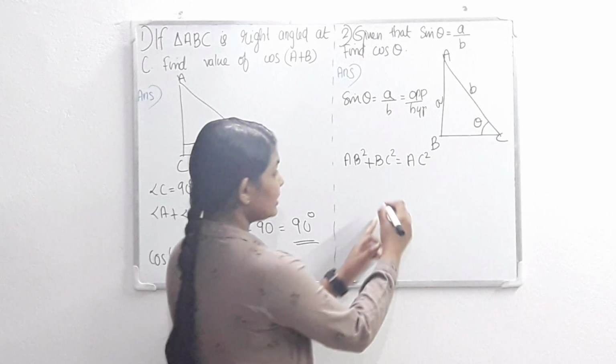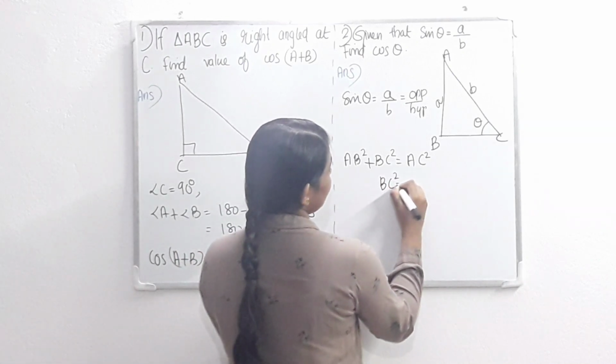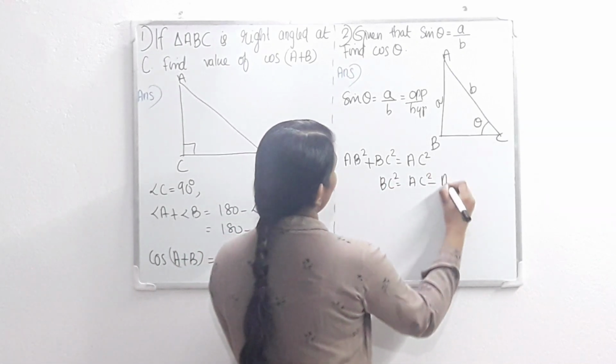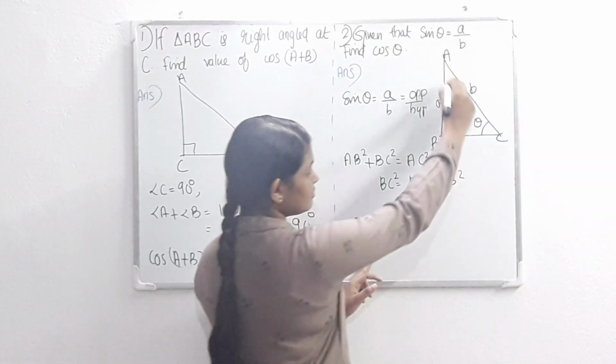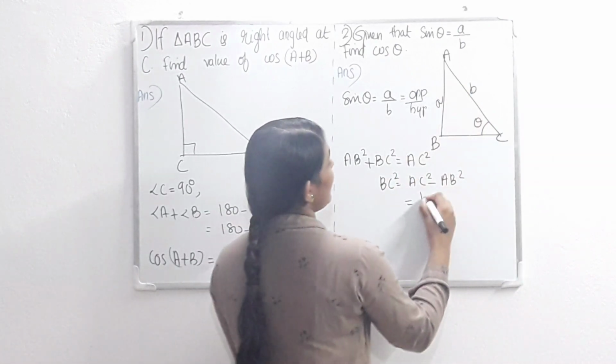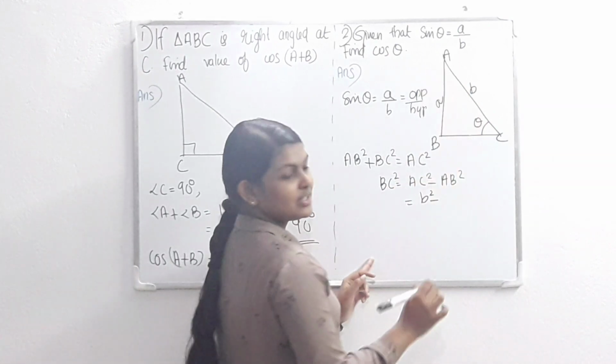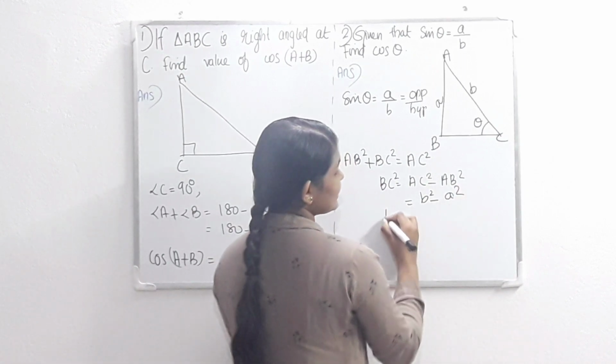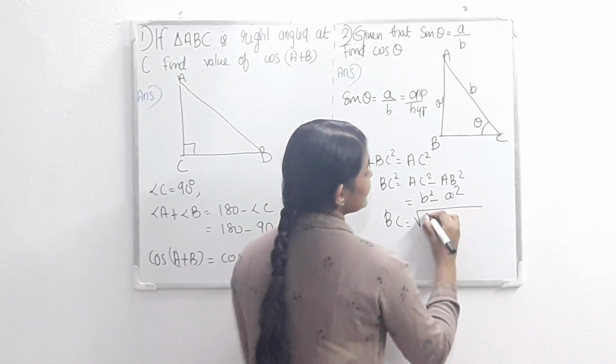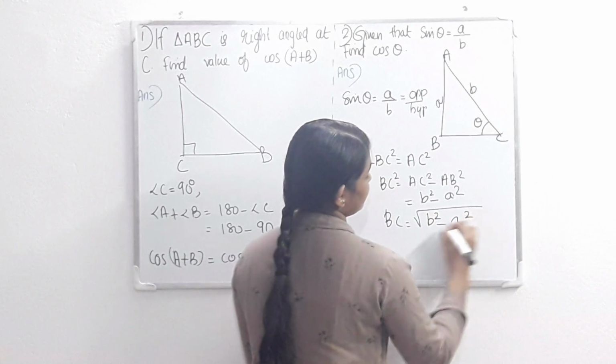So BC square is equal to what? BC square is equal to AC square minus AB square. What is AC? AC is b. So b square minus AB, which is a, so a square. Therefore BC is equal to root of b square minus a square.